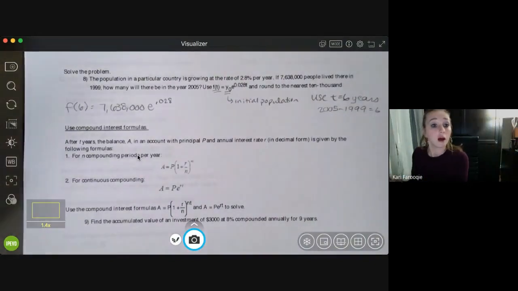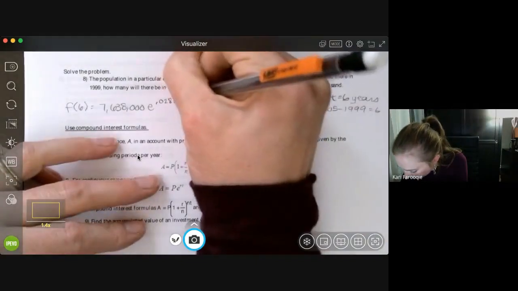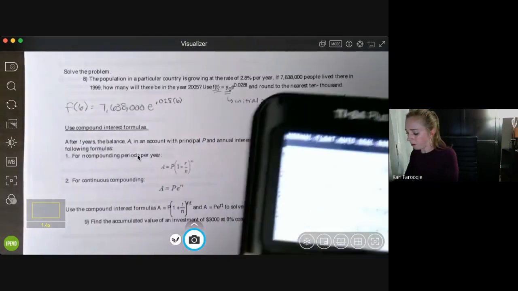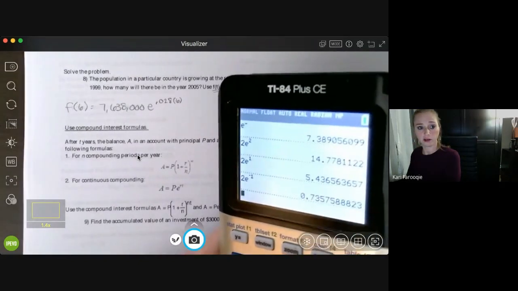Okay, so 0.028, and then we'll multiply that by our value of t, which is 6. And we're just going to put this into our calculators. I've already shown you where to find that E button on your calculator. Other than that, just be careful making sure that you input all of this correctly.